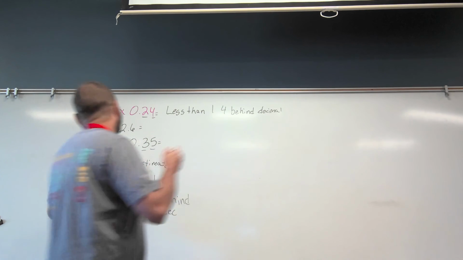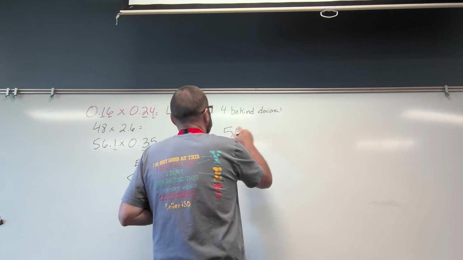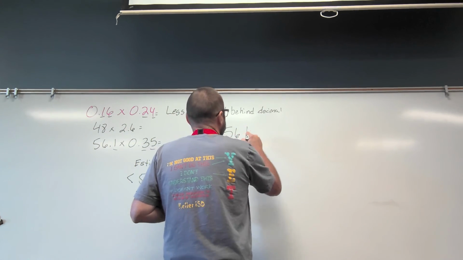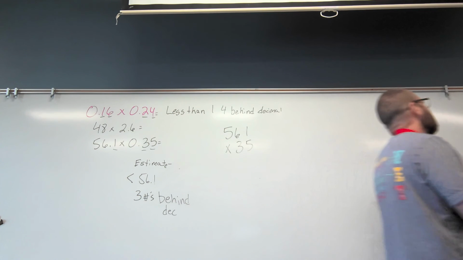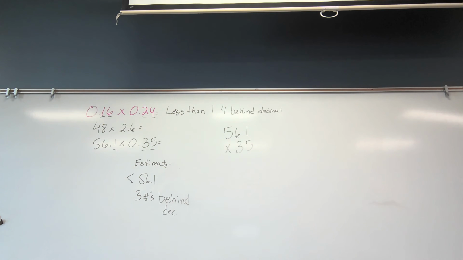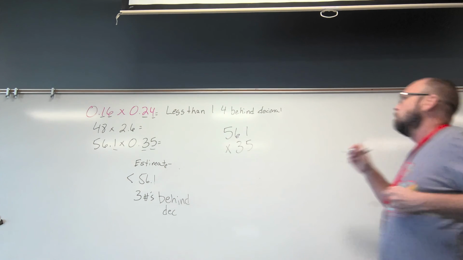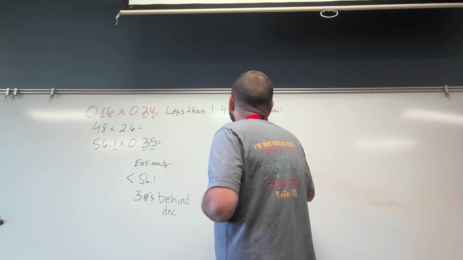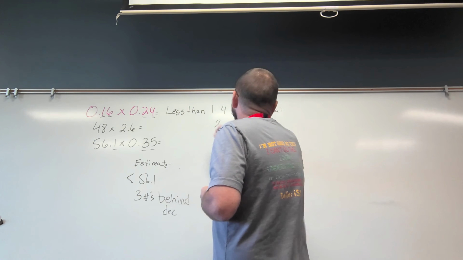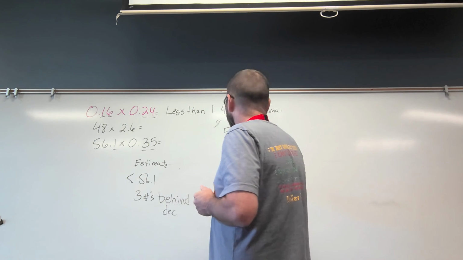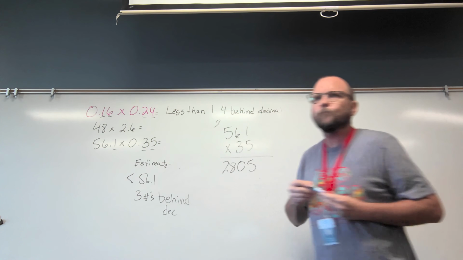So let's do the math here. We have 561 times 35. And that's simply because I don't need to look at the decimal points when I'm doing the actual math. Oh, 5 times 1 is 5. 5 times 6 is 30. 5 times 5 is 25. Plus 3 more is 28. Is that right, Susankia? Yes. Okay.